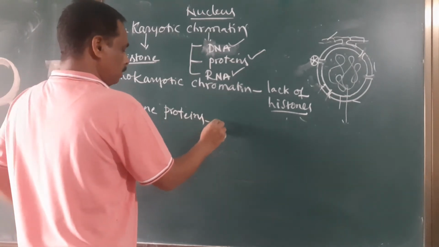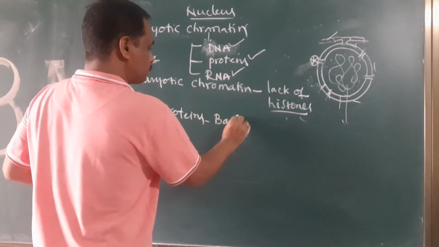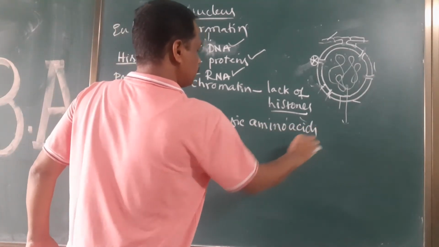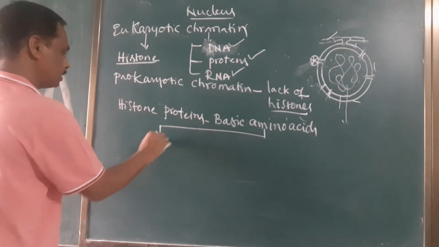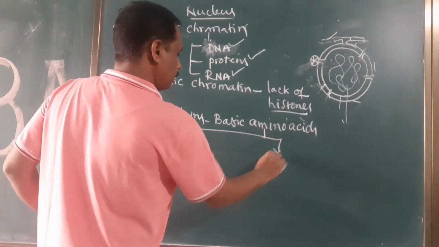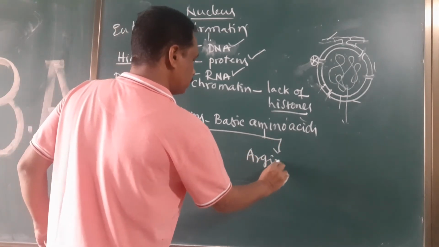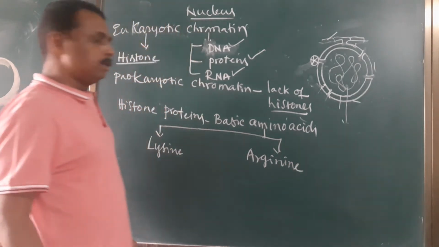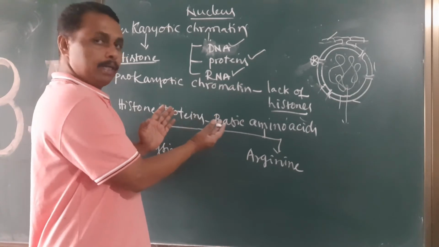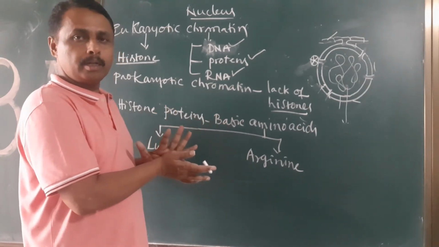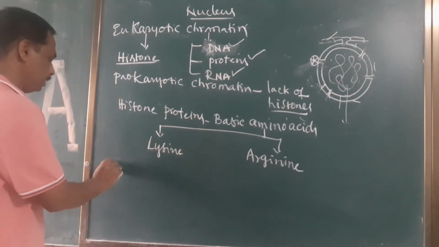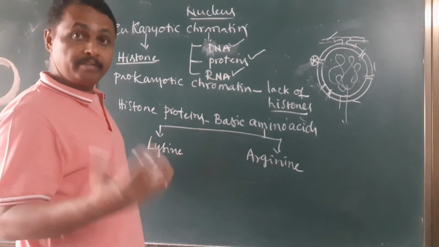Basically, histone proteins are made by basic amino acids. There are rich amounts of basic amino acids present, such as lysine and arginine. So the rich amounts of lysine and arginine are present in the chromatin material of eukaryotic cells. Those proteins are called histone proteins. There are about 5 histone proteins in number. What are those?